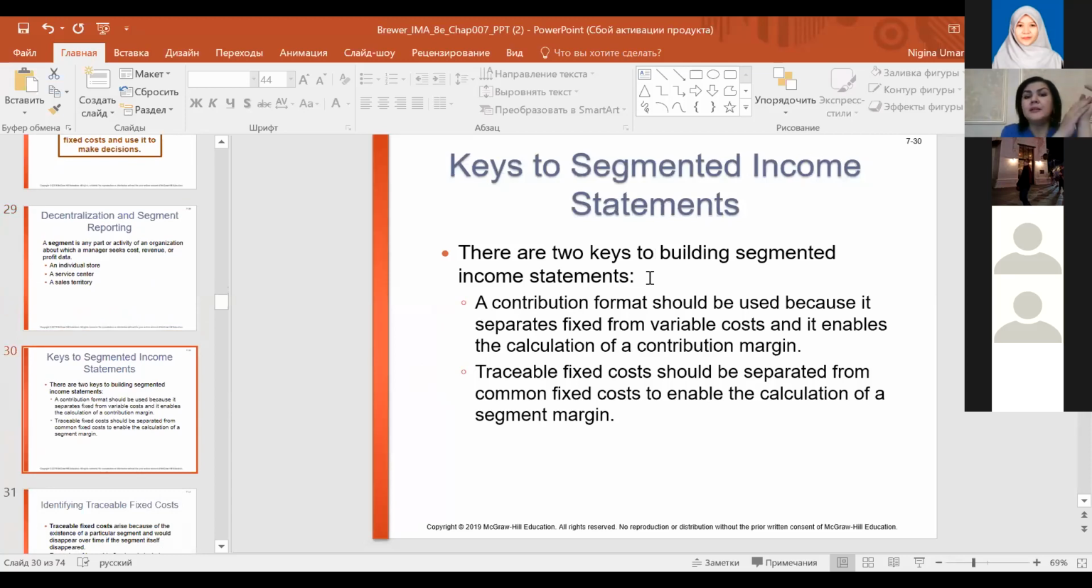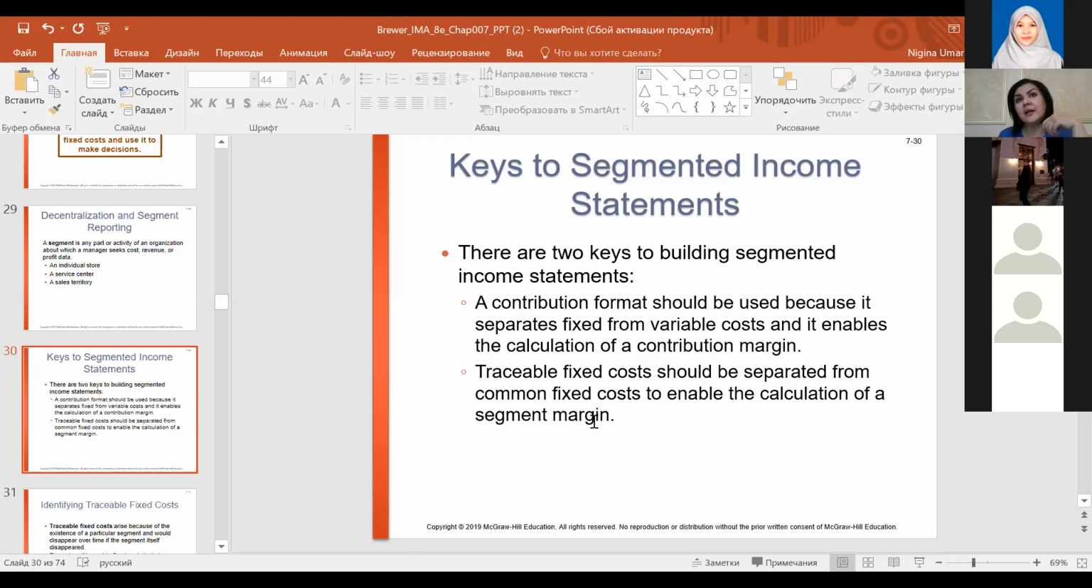And what are the keys to segmented income statements? There are two keys to building a segmented income statement. A contribution format income statement should be used because it separates fixed from variable costs and it enables the calculation of a contribution margin, and traceable fixed costs should be separated from common fixed costs to enable the calculation of segment margin. So what are the traceable fixed costs?